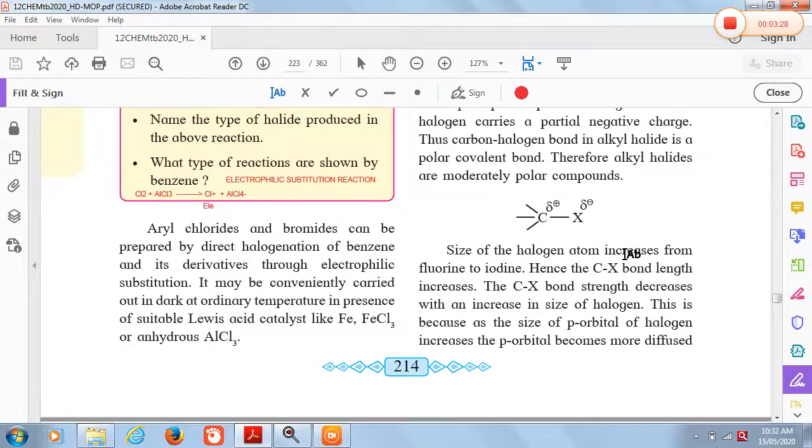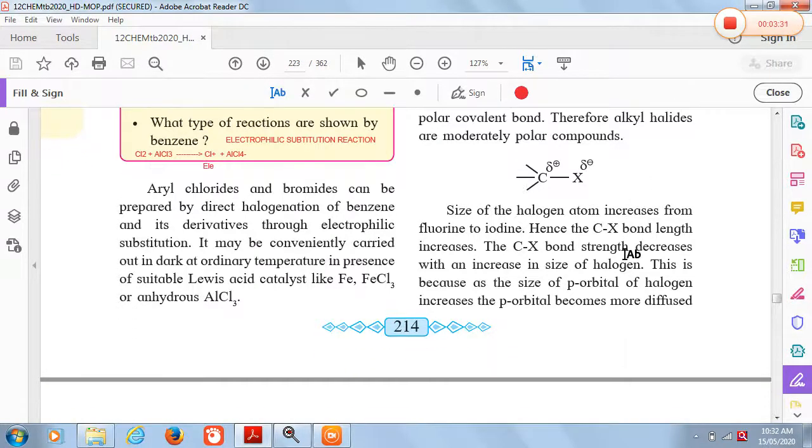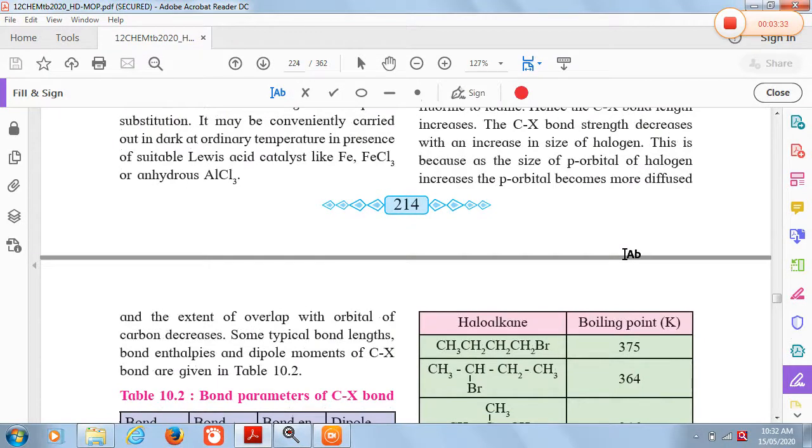and the p orbital becomes more diffuse in size, and due to that the extent of overlap with the orbital of carbon, which is the 2p orbital and remains the same, goes on decreasing, and hence the strength goes on decreasing. Less is the overlapping, less is the strength of that covalent bond.